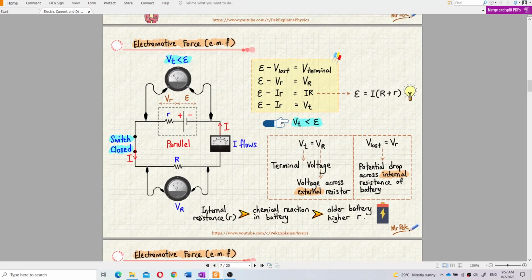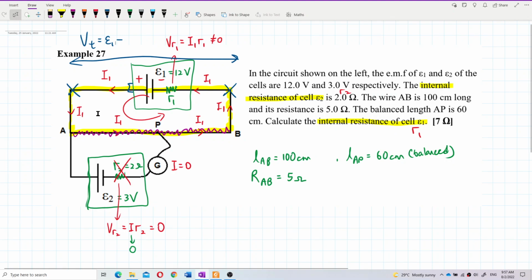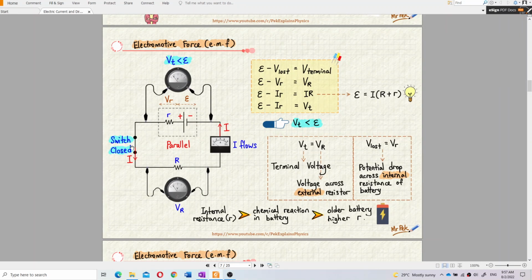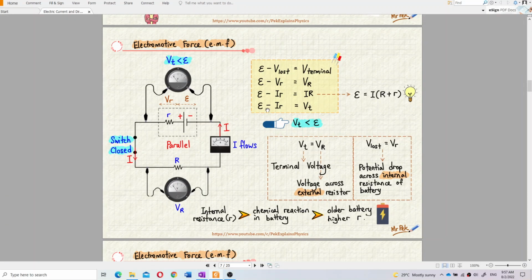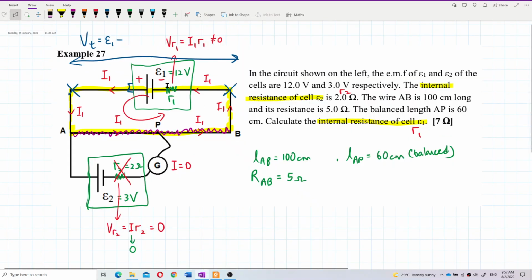Last time I said the top part here has current, isn't it? It's just like the switch closed. So the terminal voltage across the battery at the top is E minus IR, because of the potential drop across internal resistance here. So the terminal voltage across the battery is not E1. It's E1 minus I1 R1.